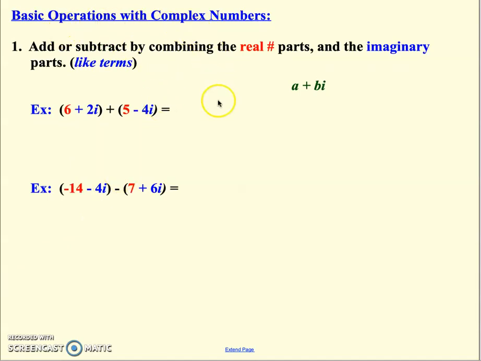So, basic operations with complex numbers. Adding, subtracting, right? It's a like terms concept. I color-coded to help you make sure you're clear on what goes with what. But basically, you put the real numbers together and the imaginary numbers together. So I would treat that as a like terms idea.